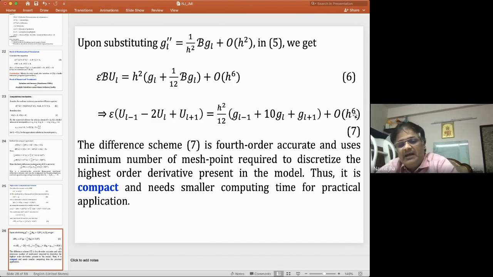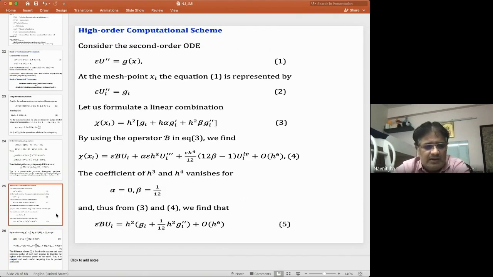This is basically the Numerov scheme for solving a second order linear equation. Now, there is a question: why have I multiplied by h square in this equation 3? Why did I multiply by h square? This h square multiplication is just for simplicity in deriving the scheme. That's all.